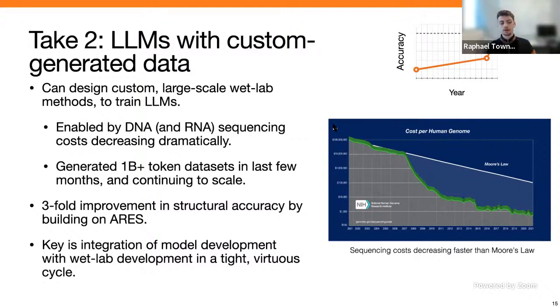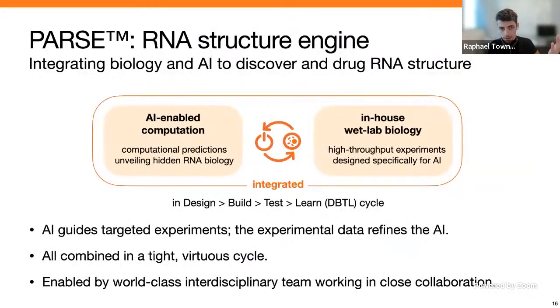The key to a lot of this, again, is this tight integration of the algorithmic development, the development of these LLMs, et cetera, with the right wet lab models, the right data generation techniques. Because you can scale these to such an absurd degree, that creates a nice opportunity for generating what we call this RNA structure engine, which is really just this integrated bio and AI engine that's there to discover and drug RNA structures.